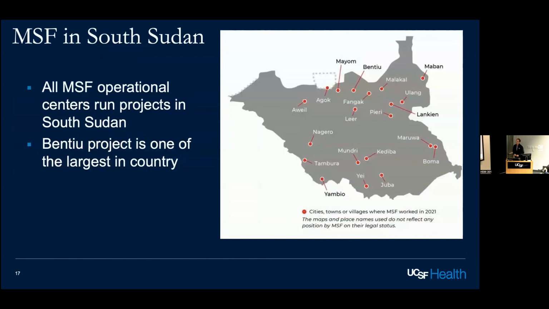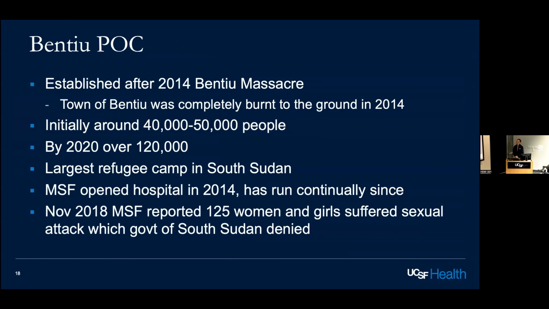So this is where MSF has activities in South Sudan, which is basically everywhere. And the Bentiu project is basically one of the largest in the country. And as you can see, it's up in the north. Juba is the capital where you fly into. Bentiu is what's called a protection of civilians camp. It was established in 2014 after this big Bentiu massacre that I talked about. The town is basically just gone.